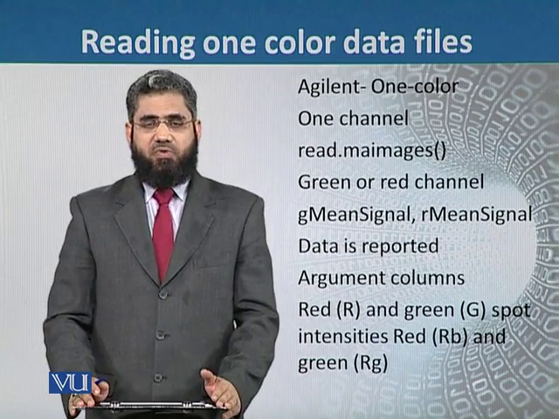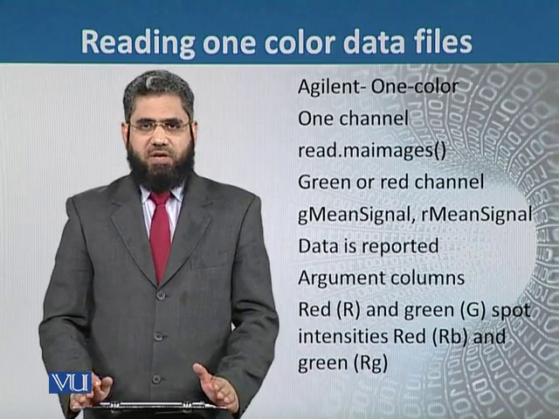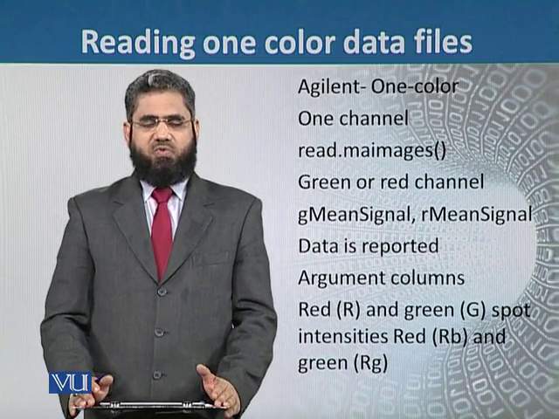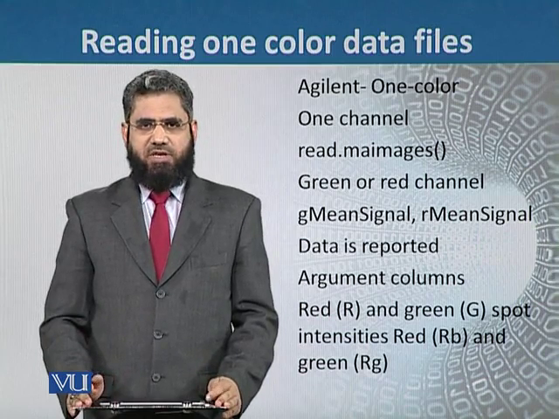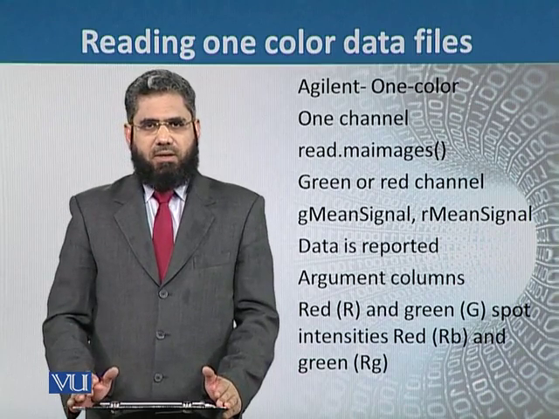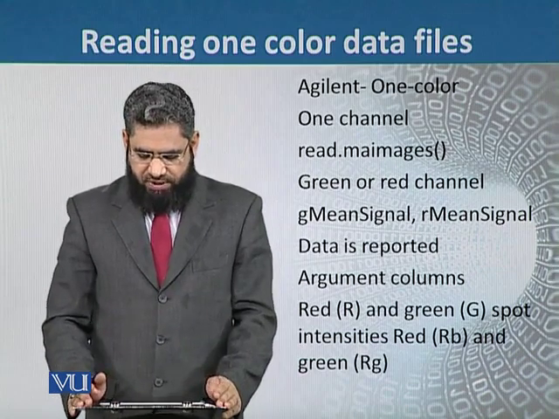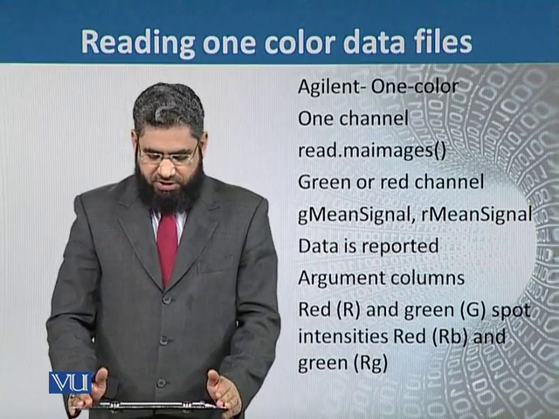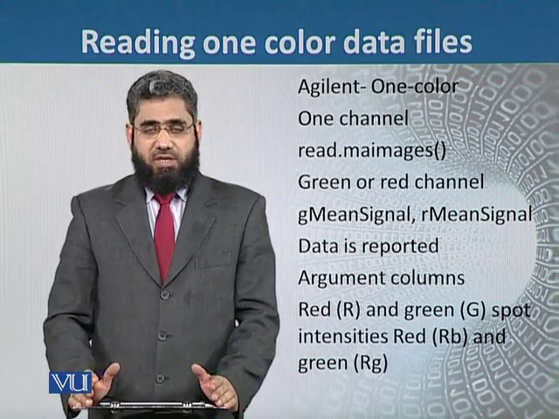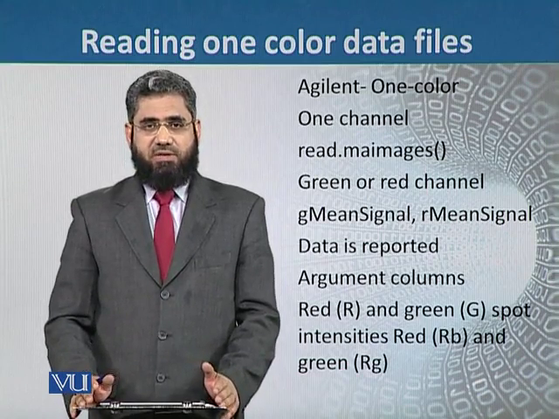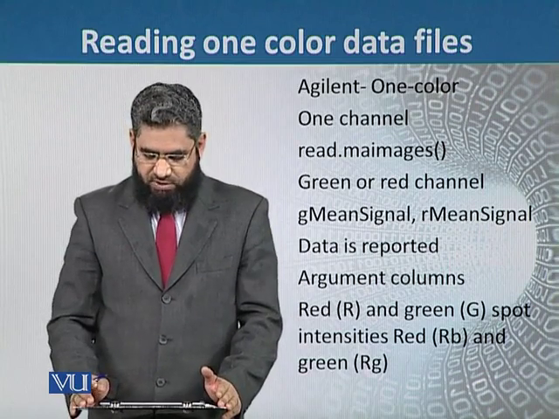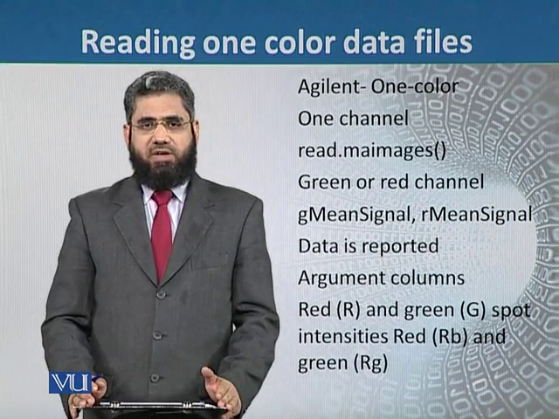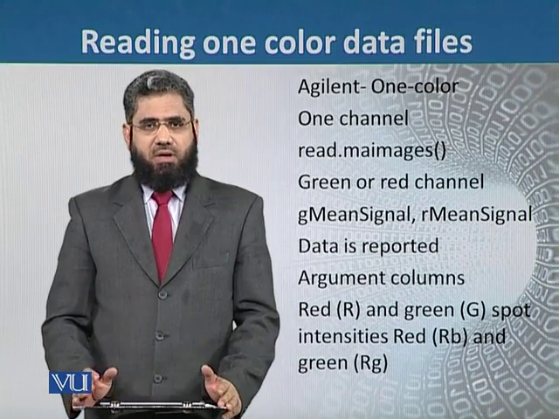For this purpose, first we have to see which type of dye is used. We have to open the data in a spreadsheet, that is Excel, and see the information that is present. It will be written either G mean signal in the Excel spreadsheet, which means that this data is generated by using the green dye, or if R mean signal is written, it means that the data is generated by using the red dye.